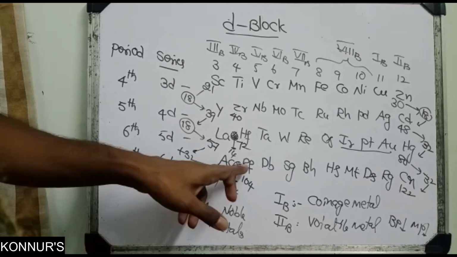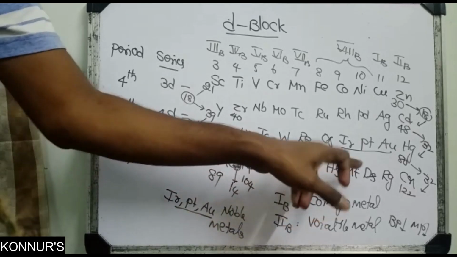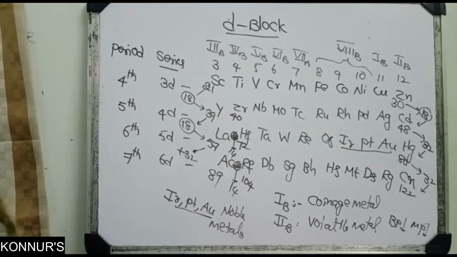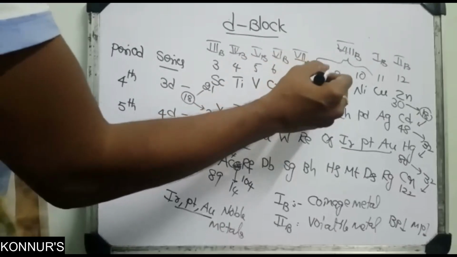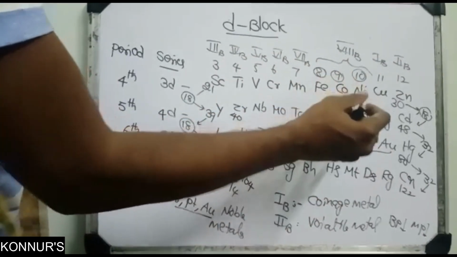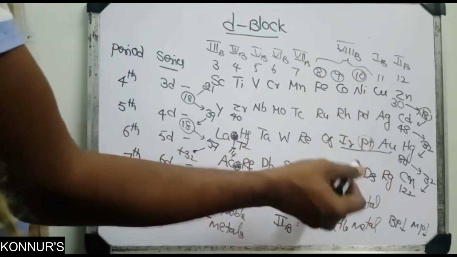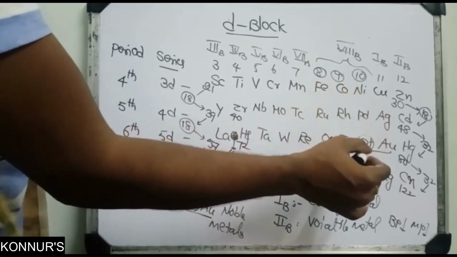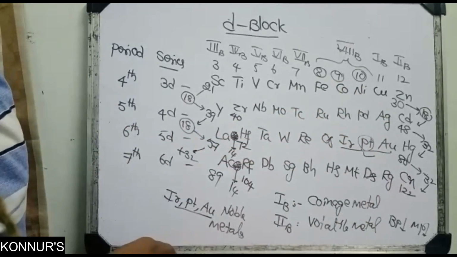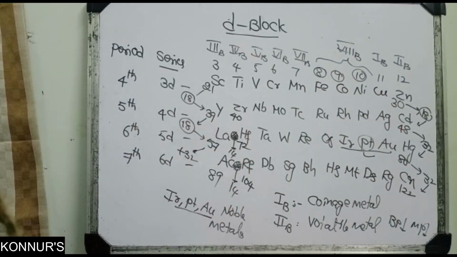Next, these are all radioactive elements, all named after scientists. Next, 8th, 9th, 10th: these three groups' properties are very close. It ends with platinum. These are radioactive, leave that one. These 9 elements you call platinum elements also. Their properties are very close, similar.